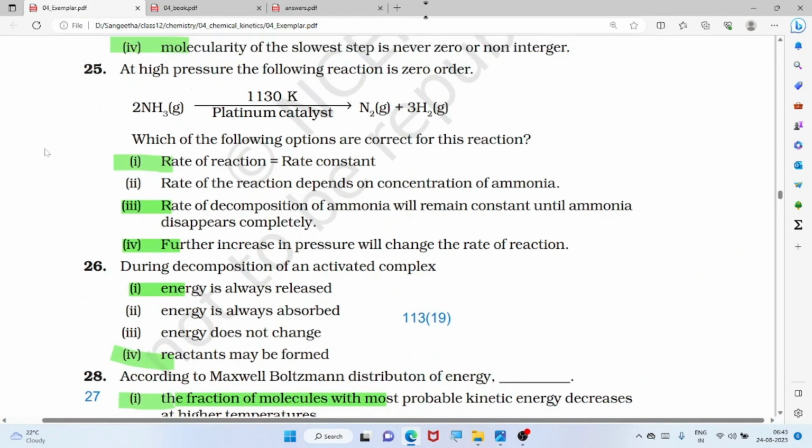At high pressure, the following reaction is zero order. Zero order means the rate of the reaction is equal to the rate constant. I already showed you. The rate of the decomposition of ammonia will remain constant until the ammonia disappears completely. Further increase in pressure will not change the rate of the reaction.